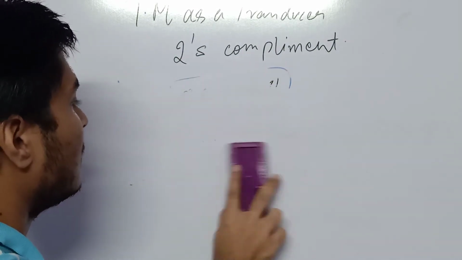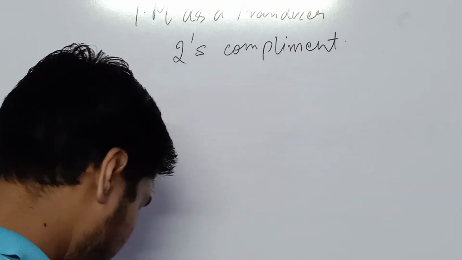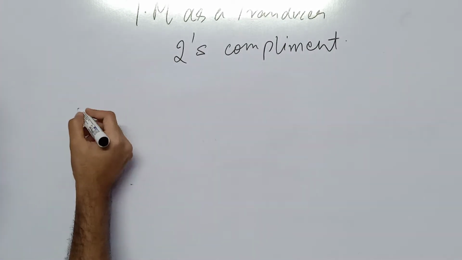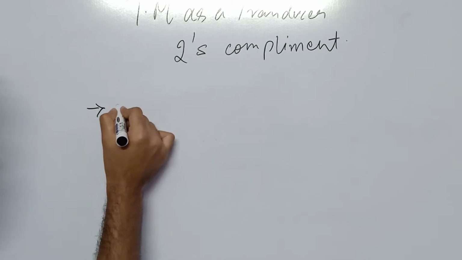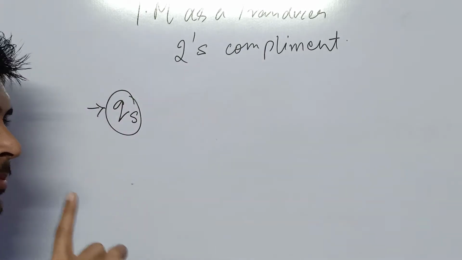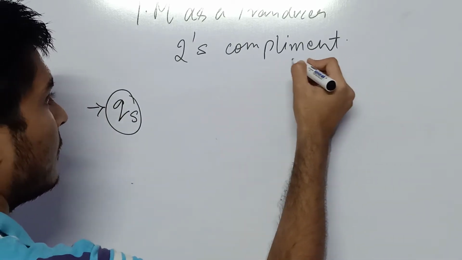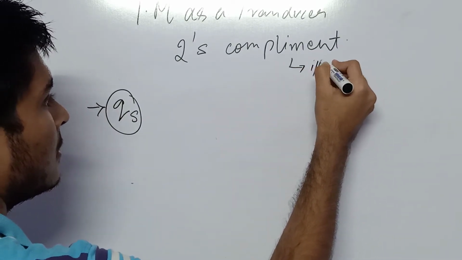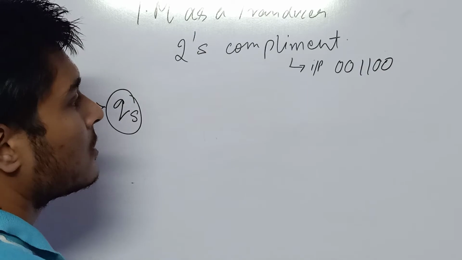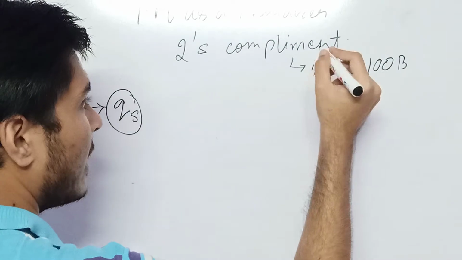Now the most important part is in the start state, which is QS. My intention is to go to the rightmost bit. Now for example, let's take the input here. Input is 0, 0, 1, 1, 0, 0. So this is my input, and this side is blank and this side is blank.